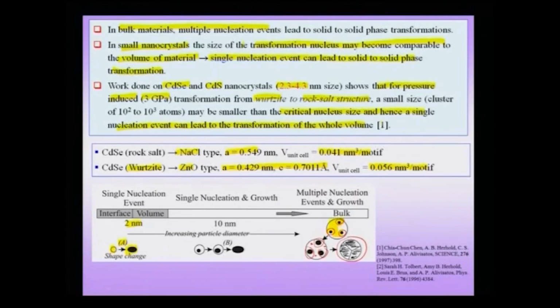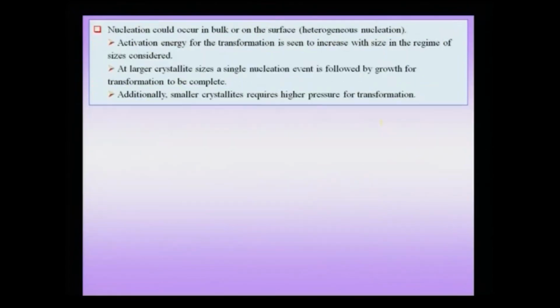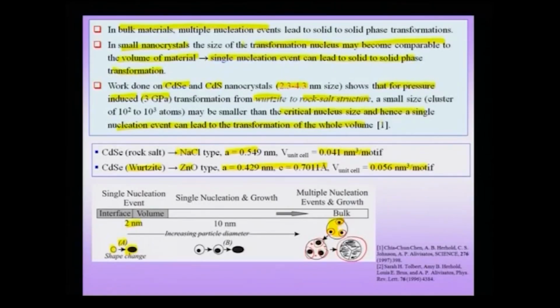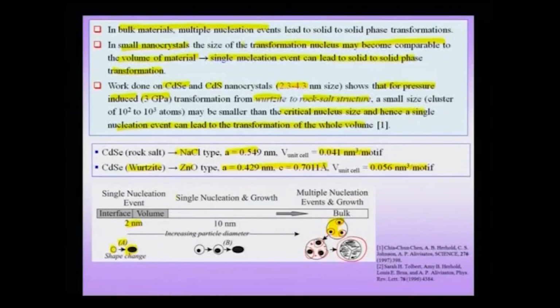And that implies that this situation is very different from that of a bulk crystal, wherein nucleation alone does not lead to transformation; there has to be nucleation followed by growth. Now, of course, there has to be a transition from a single nucleation event to a bulk system, wherein there are multiple nucleation events, and the transition occurs via what is known as a single nucleation followed by growth regime.